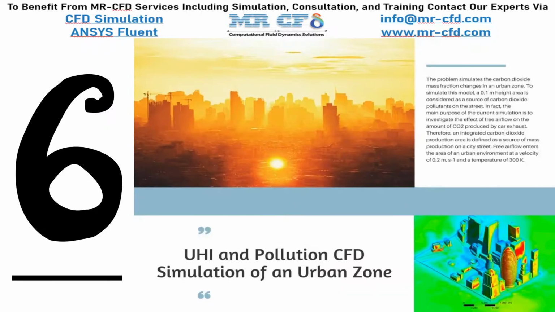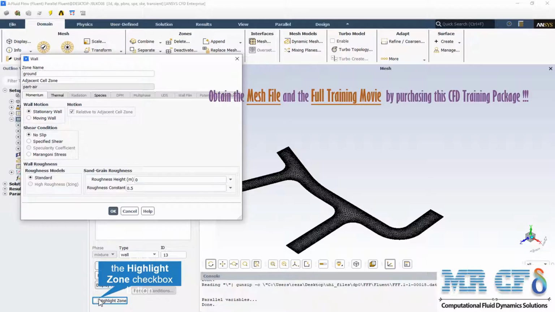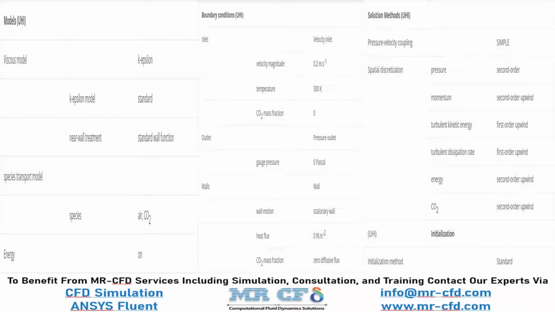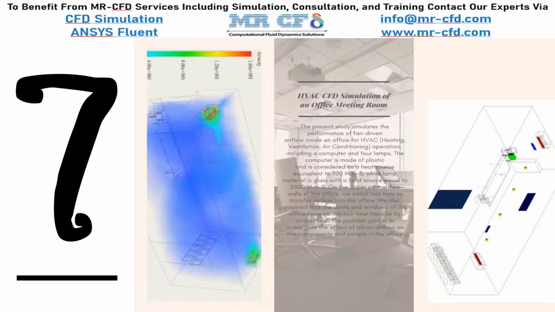Problem number 6 simulates the change in the mass fraction of carbon dioxide on an urban street over time. All the walls in this computational domain are stationary walls with no slip. Also, in this way, we can check the two-dimensional mass fraction of CO2 as a species. Finally, this table is a summary of the steps for defining the problem and its solution as a review.